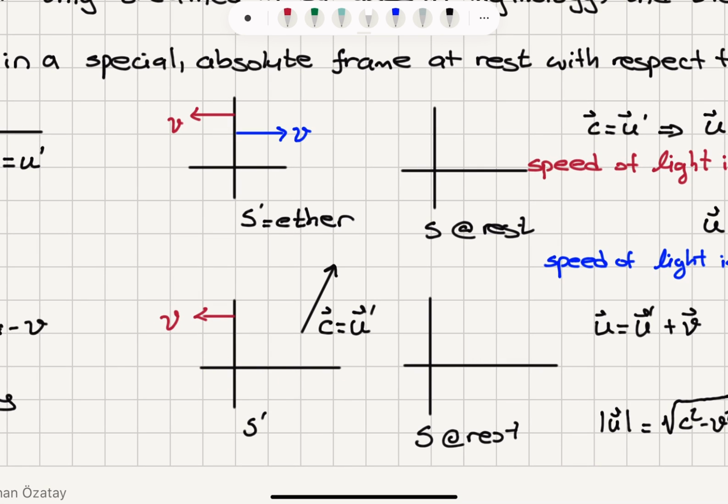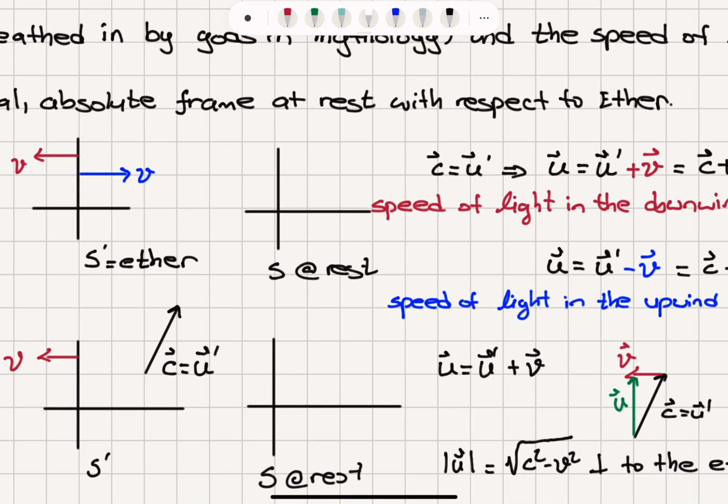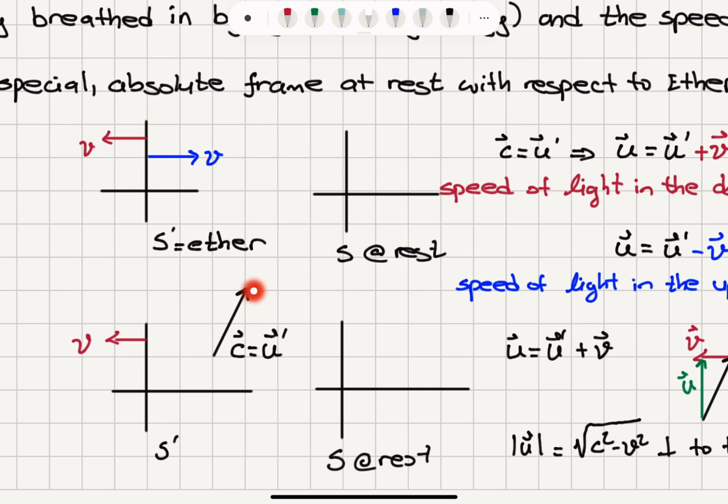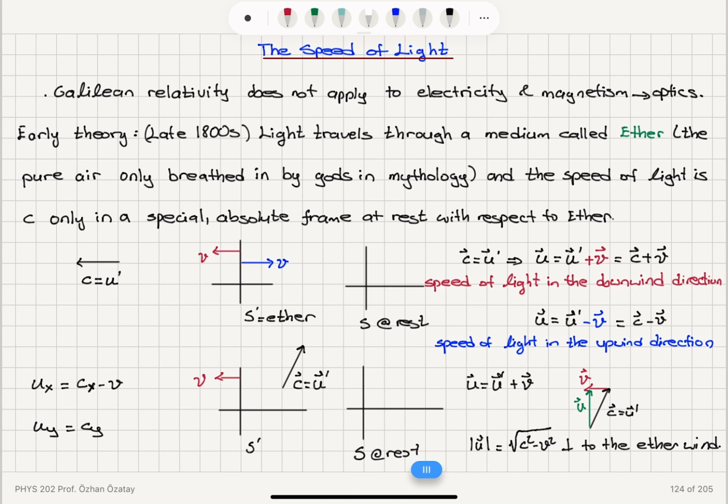The S prime reference frame, the ether reference frame, is moving to the left with velocity v. Remember, in that case, we have to subtract the velocity if we are measuring the speed of light with a positive x component here. So let's say that in the S prime ether reference frame, the velocity of the light is c, which makes an angle with respect to the x-axis. Now, in this case, we are basically not in the downwind scenario, we are in the upwind scenario. Why? Because the motion on the x-axis is to the right, but the ether reference frame moves to the left. So in order to report the x component of the velocity of light in the S reference frame, we have to subtract the velocity of S prime with respect to the S reference frame.